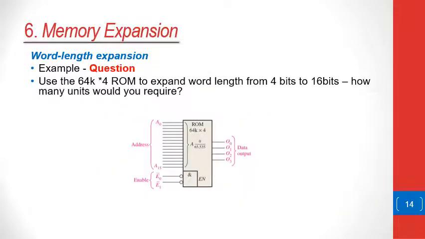So it's as simple as that. So here's an example. Consider the following 64K by 4 ROM, which means the addresses here, there's 16 of them from A0 to A15, and then the output is 4 bits, bit number 0 to 3, and then you have this control bus here, which is composed of the enables.